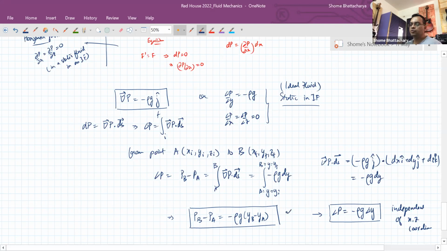This is what we'll apply in any numerical situation. In any static fluid in an inertial frame, when we are comparing any 2 points, the pressure difference will only come from the difference of the y coordinates multiplied by minus rho g.